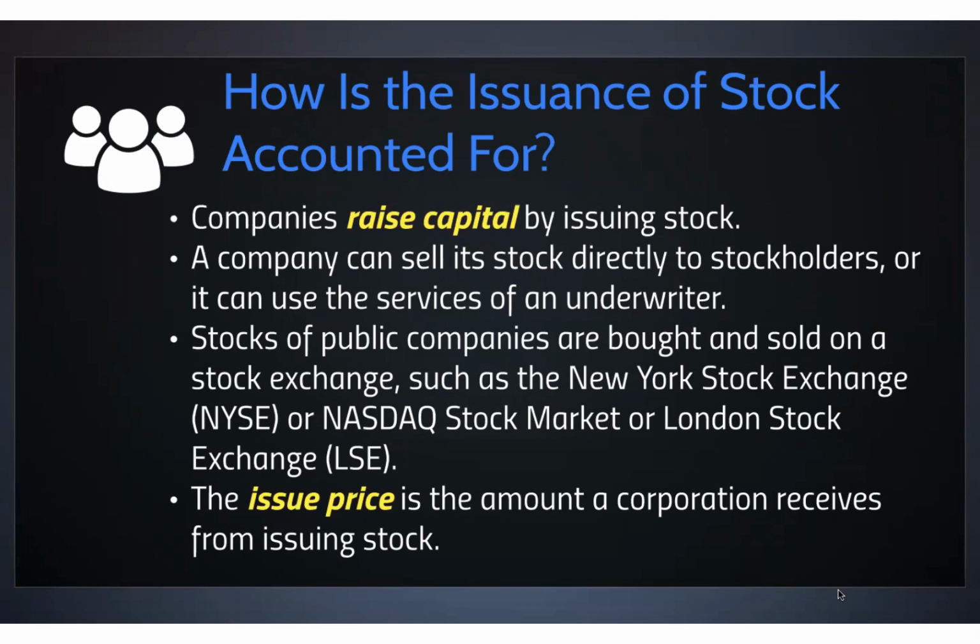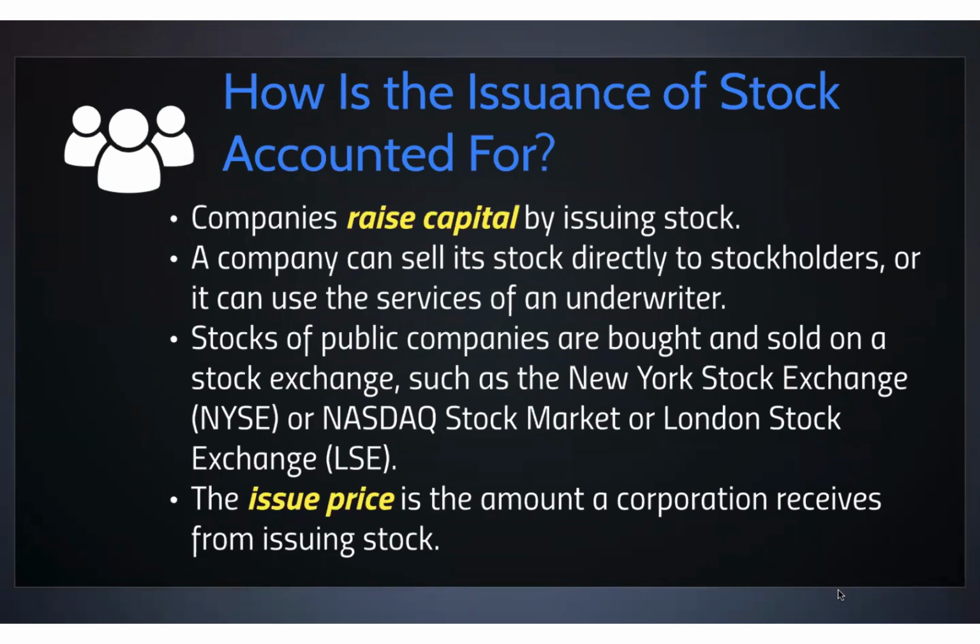So how should we account for issuance of stock? Normally, large companies raise capital by issuing stock. I suppose you have to know that. And the company can sell its stock directly to the stockholders, to me, to you, or it can use the services of an underwriter. Normally in the real world nowadays, the company uses different underwriters, different brokers, which help them to issue and distribute stock between potential stockholders, shareholders. Stock of public companies is bought and sold on a stock exchange, such as the New York Stock Exchange, NASDAQ, London Stock Exchange, Moscow, St. Petersburg Stock Exchange. In Russian, we call it birja.